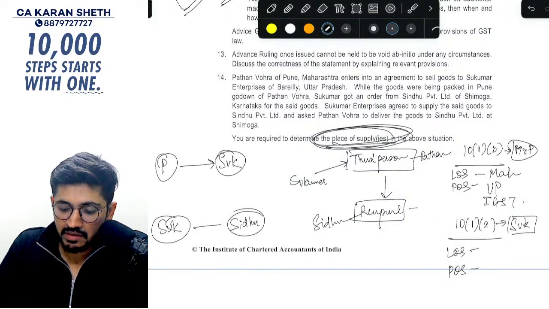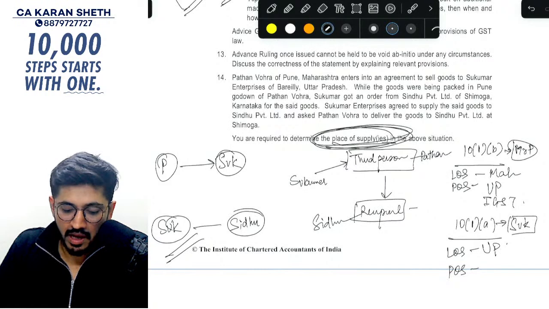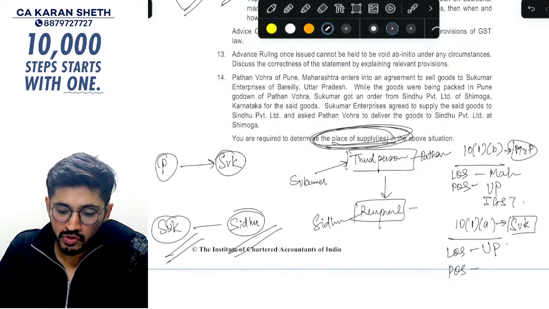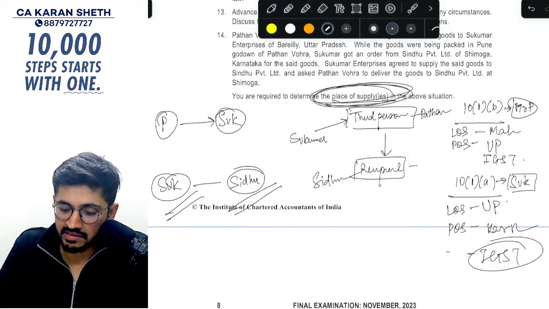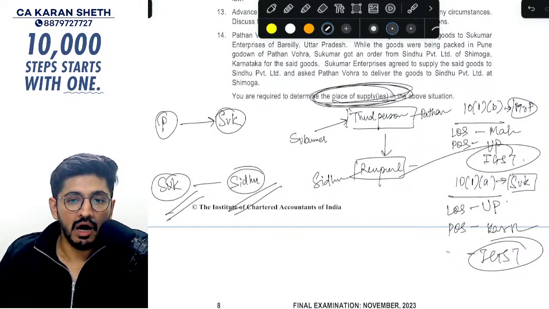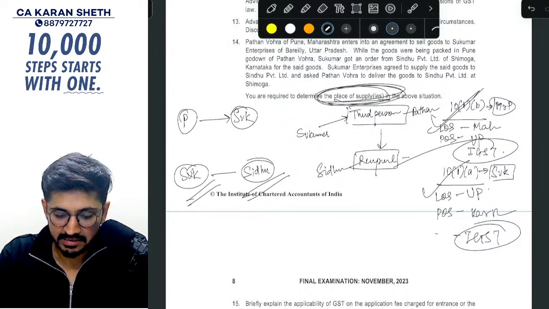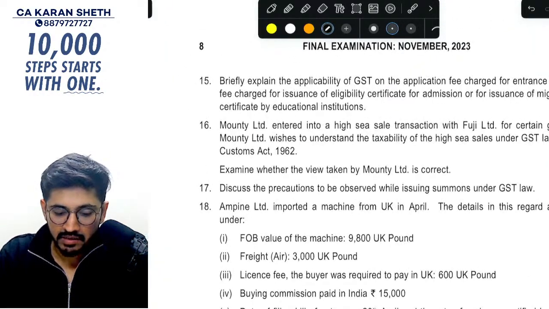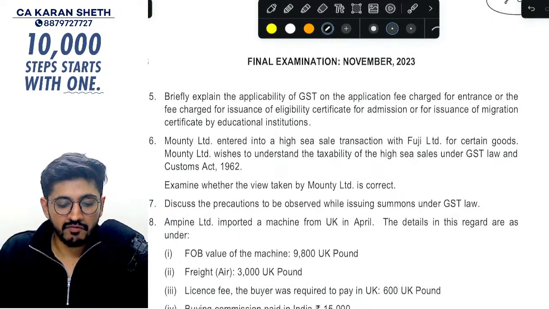And next is here obviously Sukumar is from UP and place of supply is Sidhu. Sidhu kahan ka hai? Of Karnataka. Again, the nature of supply will be inter and IGST lag jayega. Okay, I hope I have made myself very clear in this, my dear friends. Yes. Next. Okay, next, my dear friends, is, okay, 15th.